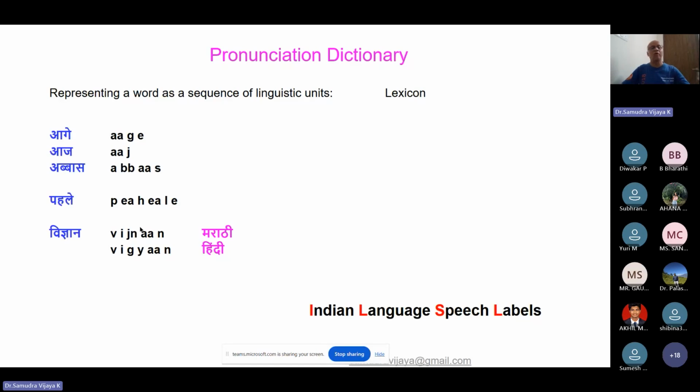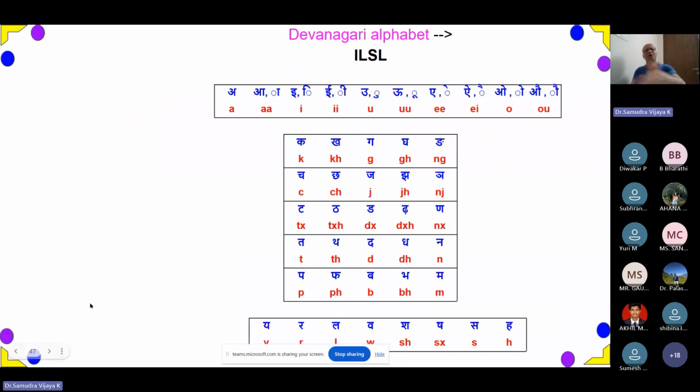So for each of these vowels and consonants, which are common to Indian languages, a common set of labels was given. It's called the common label set. I call it the Indian language speech labels. Each word, how it is pronounced, is written as a sequence of labels. This is also called a pronunciation dictionary, or lexica. We follow the Devanagari alphabet. These are the vowels here, and these in red letters are the corresponding speech labels. Similarly, consonants: these are the stop consonants, and these are the other consonants.